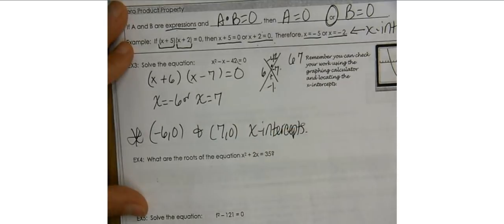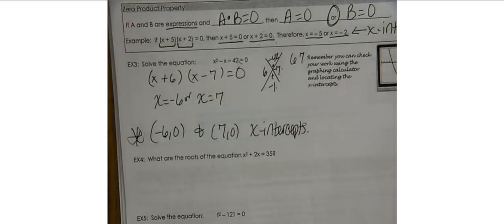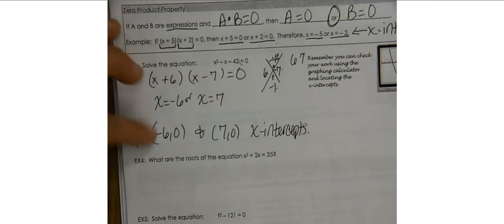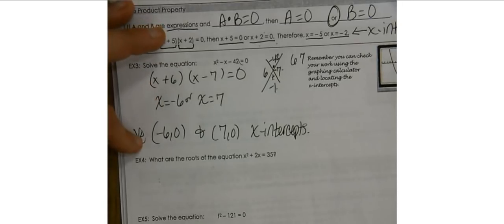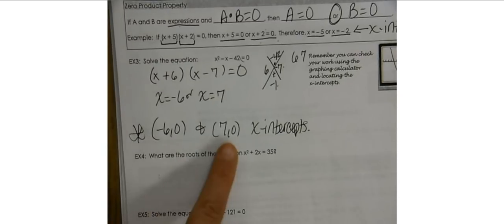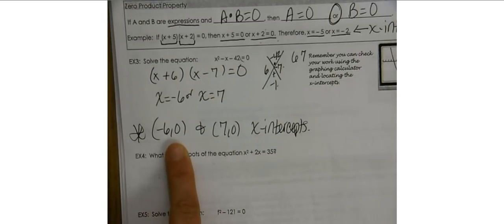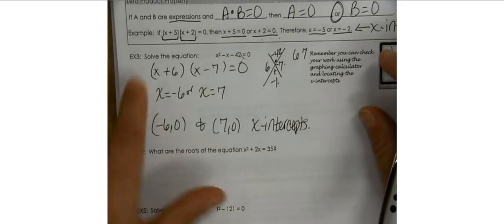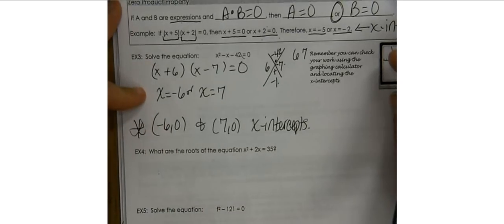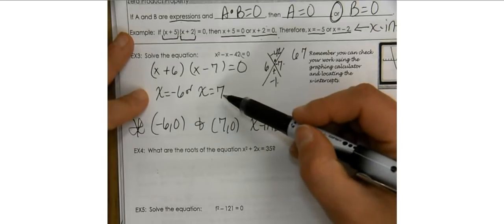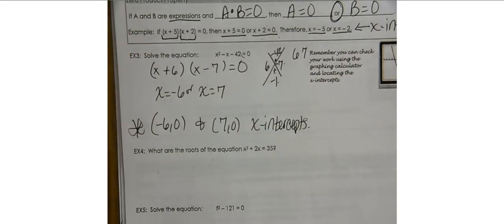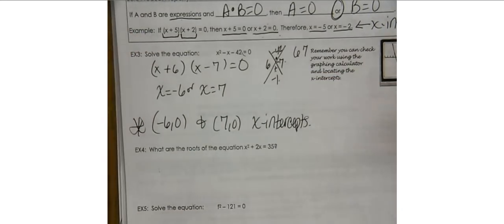You may ask me what structure I want your answer to be written in, and either structure is perfectly fine with me. You might be asked to identify your x-intercepts, and whenever you're asked to identify x-intercepts, we always write them as ordered pairs. But if you're simply asked to come up with a solution, if you write it as negative 6 and 7, the way that I have it written up here, that's fine too.